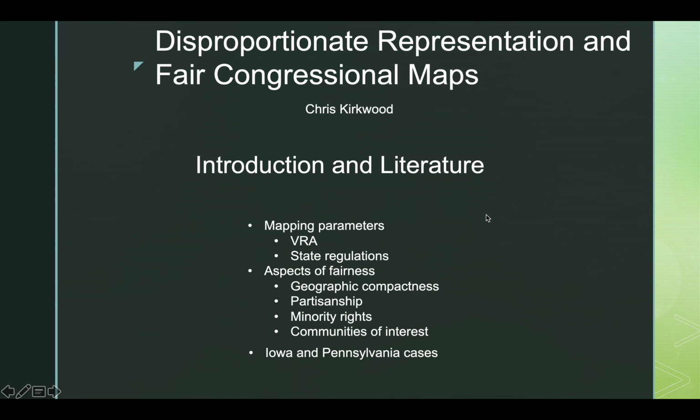Proportionate representation and fair congressional maps. To begin, fair congressional maps have been sought by different groups and individuals for some time now, but there have been very limited successes of these individuals and groups. And this is in part because what constitutes a fair map is somewhat up to question.